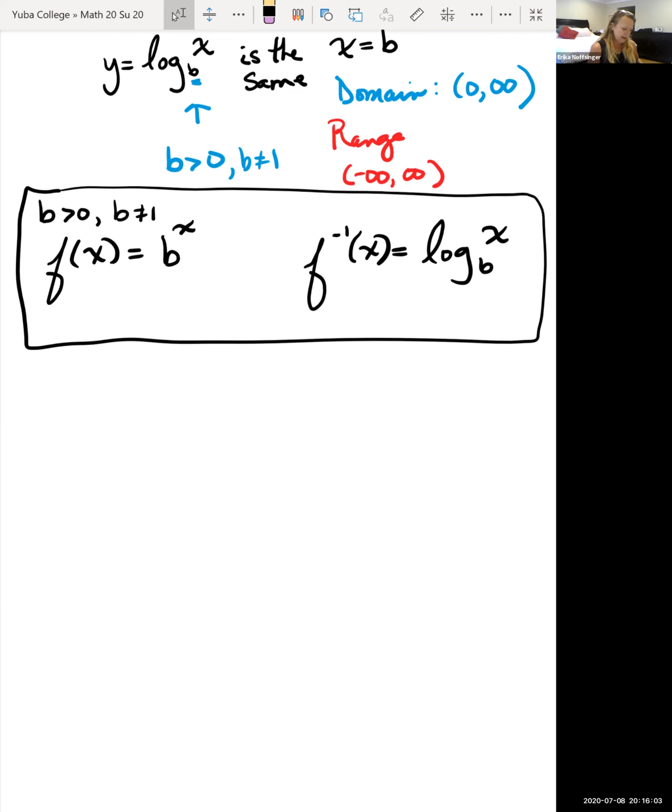Let's pull some out. So find the exact value of each logarithm without a calculator. And so let's say we have log base 8 of 8.